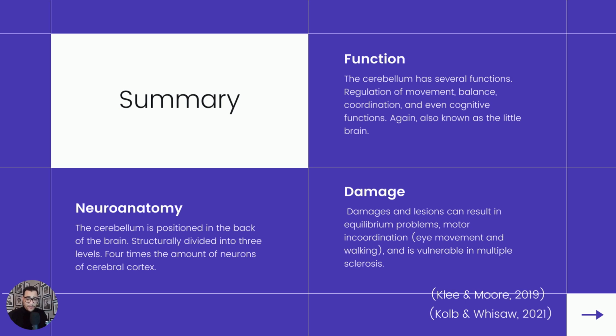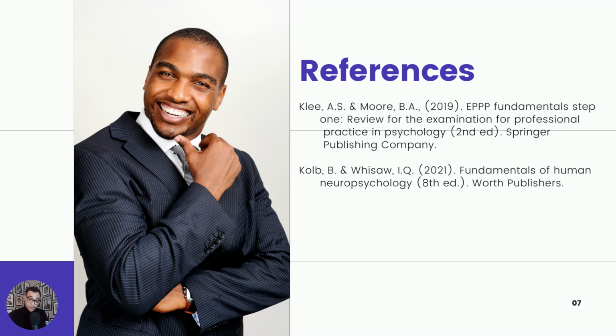So let's put this back together with the summary. Just know from the neuroanatomy that the cerebellum is positioned in the back of the brain, structurally divided into 3 levels and 4 times the amount of neurons than the cerebral cortex. Function-wise, it does a lot with regulation of movement, balance, coordination, and even cognitive functions. Again, it is also known as the little brain. And when it becomes damaged and there's lesions, these can result in equilibrium problems, motor incoordinations involving eye movement as well as walking, and is vulnerable in multiple sclerosis.